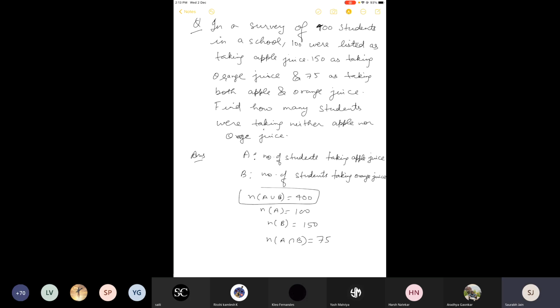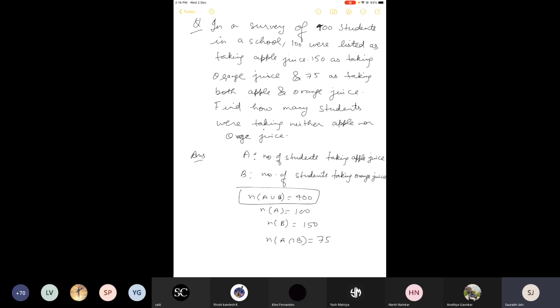I want to ask one question. Is this correct? N(A union B) equals 400. Is this correct? No. This is wrong. Because see, it is not given that all the students of this school are having apple and orange juice. It is not compulsory. And how do we come to know? From the last sentence: find how many students were taking neither apple nor orange juice. So how can I write N(A union B) as 400? This is wrong.